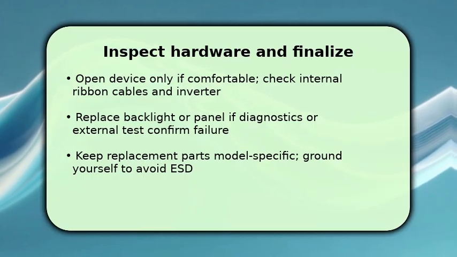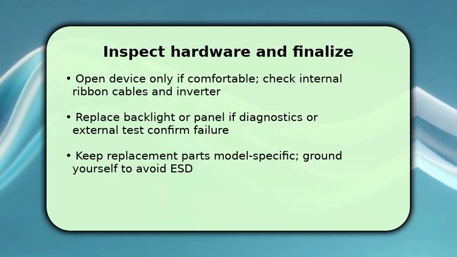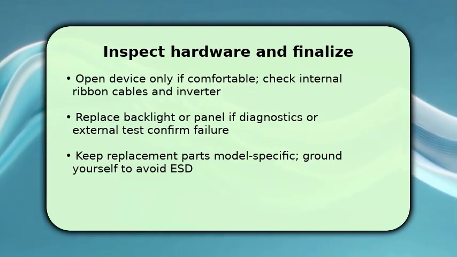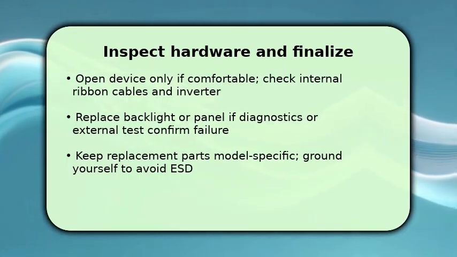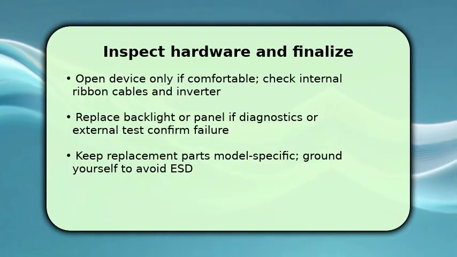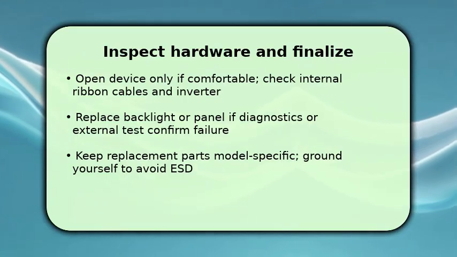Disconnect battery first. Once inside, reseat internal ribbon cables and check the inverter or LED driver board for visible damage, because those commonly cause dim or no backlight issues. If diagnostics show panel or backlight failure, order a model-specific replacement. Before reassembly, test the display briefly.